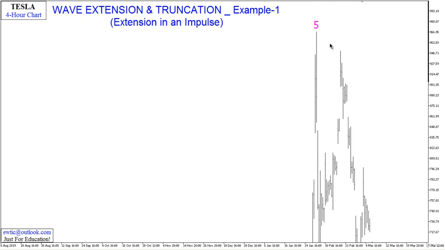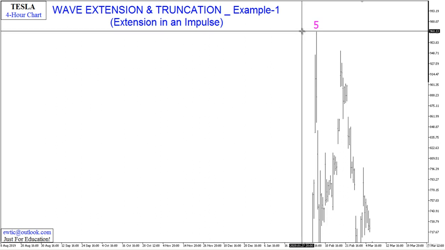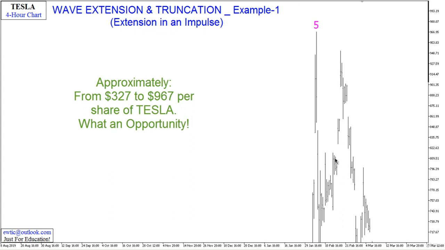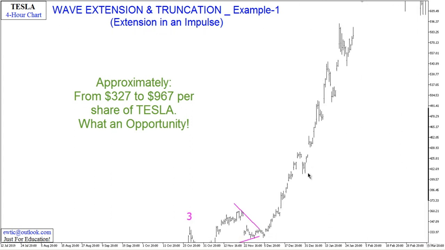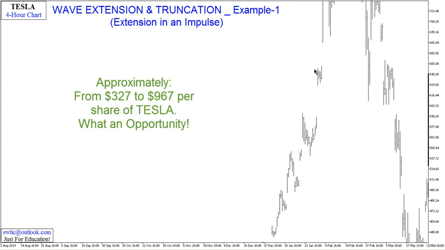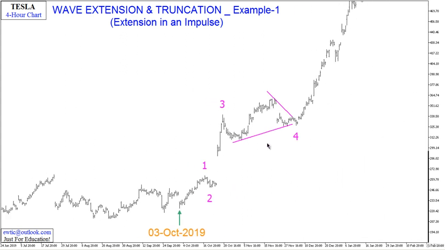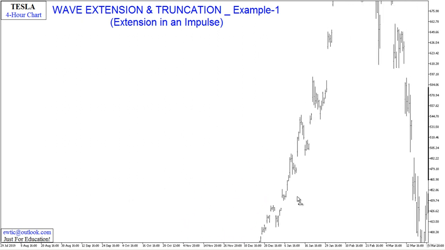The price skyrocketed all the way to $967 per share, right? So this is the extension of fifth wave. The fifth wave has clearly extended here, right? The size of fifth wave is much bigger than the size of wave 3 and wave 1 combined. So this is the extension in an impulse wave. This is not very common. This is a rare case. This happens only a few times in a year, right?